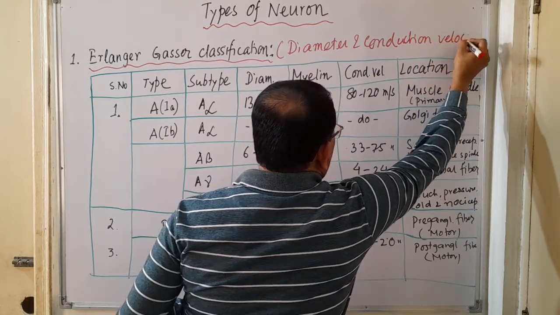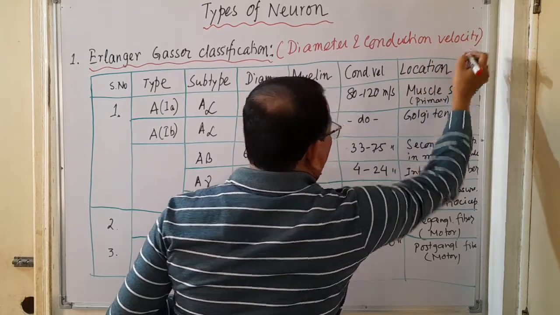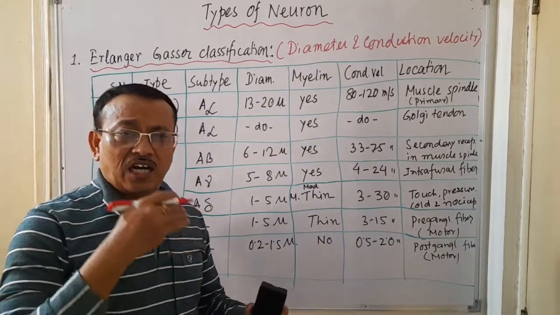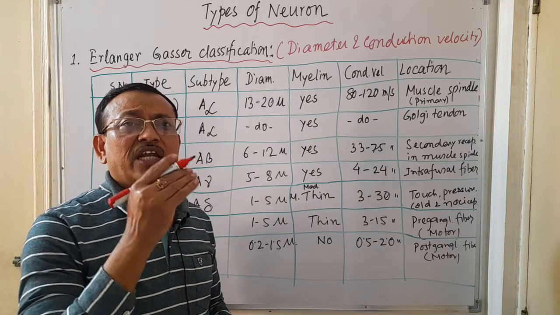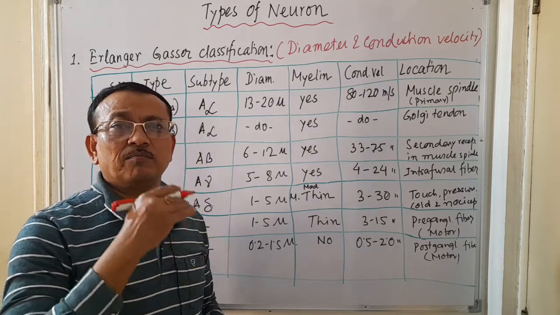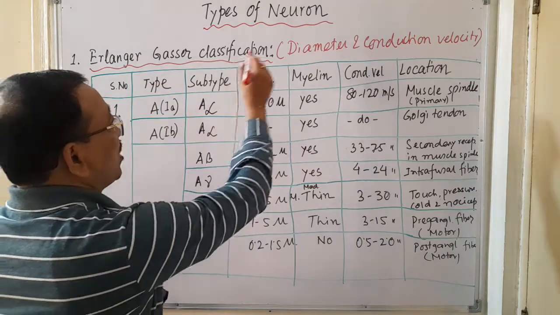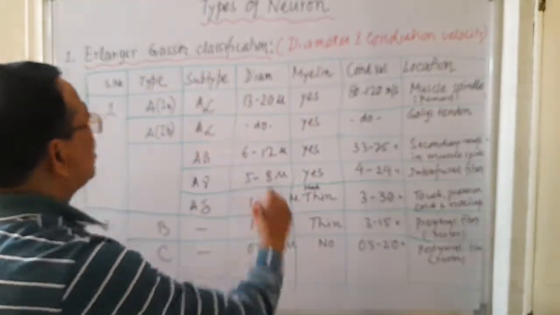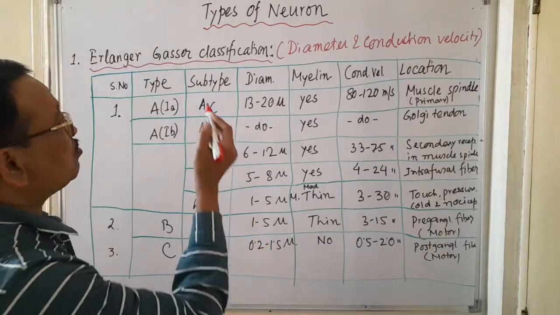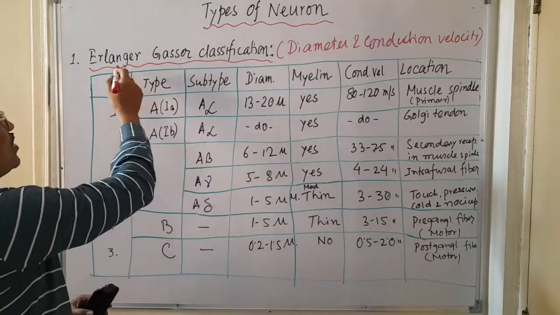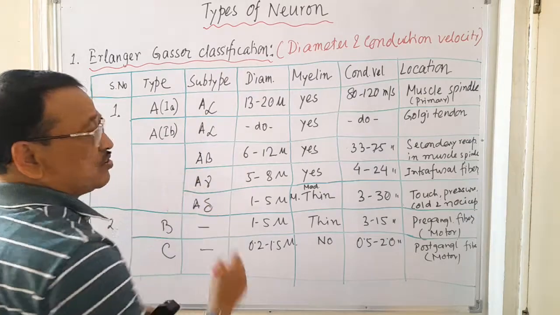So as per diameter and the conduction velocity, that is, how rapidly the nerve passes the signal, that is the conduction velocity. This classification on the basis of the diameter and the conduction velocity was given by scientists Erlanger and Gasser, and that is why it is known as the Erlanger Gasser Classification.